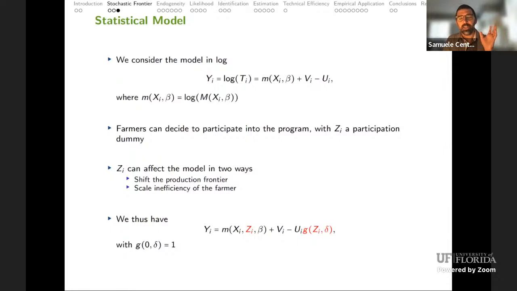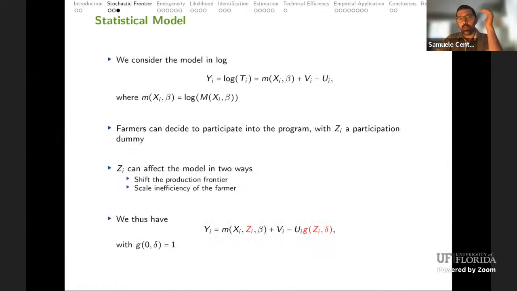And then you're going to have a function g, which is going to scale inefficiency up or down. You're basically going to have a baseline level of inefficiency. When you don't participate in the treatment, that function g is going to be equal to 1, and then the treatment is going to scale up or down your inefficiency level, which implies that it might reduce your inefficiency, so it might help you get closer to the frontier, or it might have no effect, or it might increase your distance from the frontier. So that's the way we model in this paper the effect of the treatment. The treatment can either have an effect on your production frontier, or it can have an effect on your inefficiency level through this scale function g.